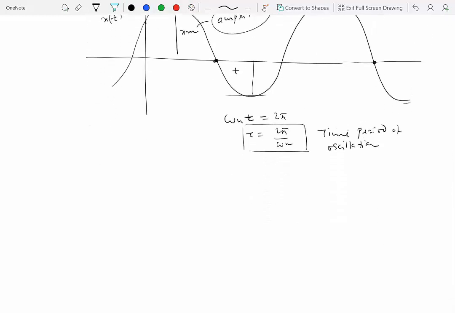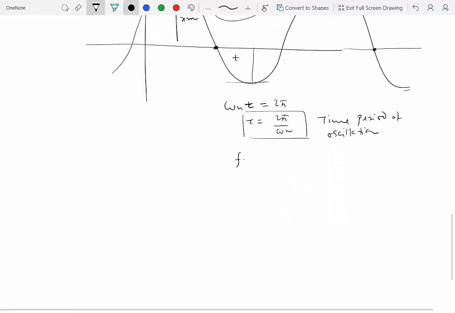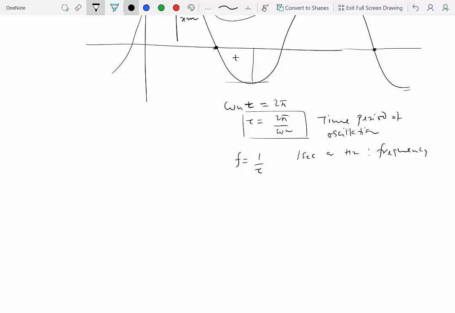We can also devise what we call frequency, which is defined as 1 over tau, and the unit for that would be, of course, per second or hertz. So 1 over tau defines the frequency. Omega n over here is called, let me write that, omega n is called circular natural frequency. Circular natural frequency.